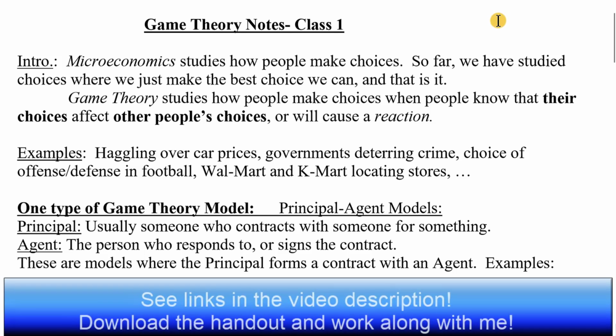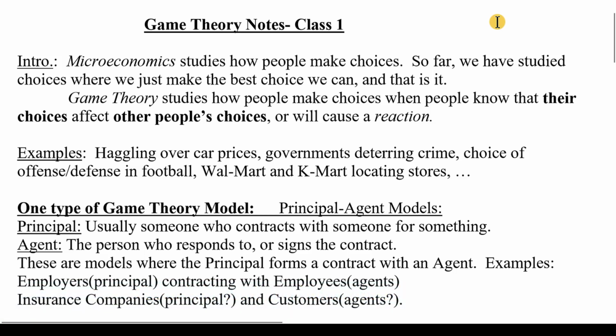So in a standard microeconomics class, you study all kinds of situations where people have to make the best choices. People are trying to optimize some kind of situation. A producer is trying to maximize their profit, or a consumer is trying to maximize their utility. Overall, micro studies how people make choices. For most of a microeconomics class, you focus on somebody trying to make the best choice they can, and that's the end of it.